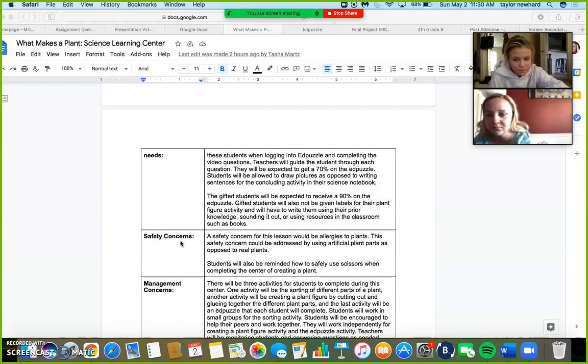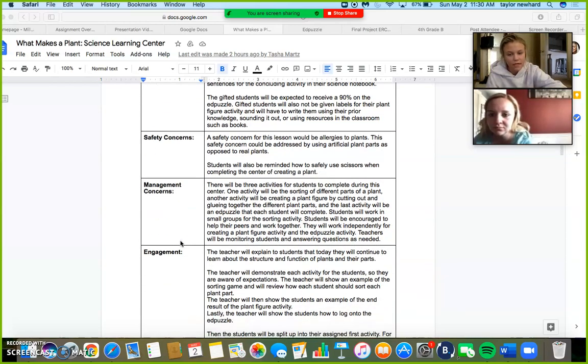And then we have a few safety concerns. A safety concern for this lesson would be allergies to plants. This safety concern could be addressed by using artificial plant parts as opposed to real plants. And then another safety concern would be that students will also be reminded how to safely use scissors when completing the center of creating a plant figure.